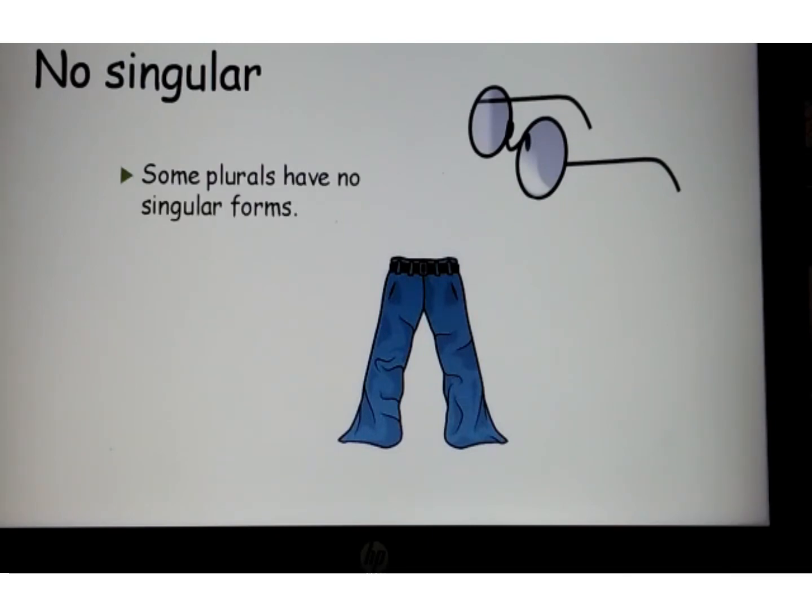Now some plurals have no singular forms. Like glasses. You never say glass. Because it's in a pair, you call it glasses. Same goes with jeans. As you can see, it's in a pair. So we don't say jean. It is jeans. Oats.